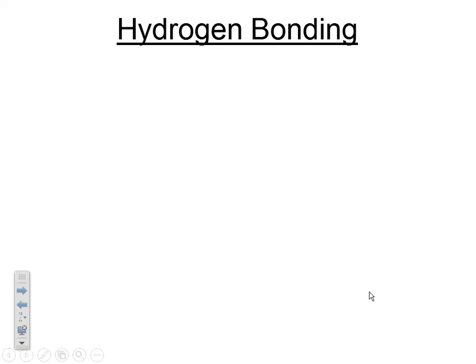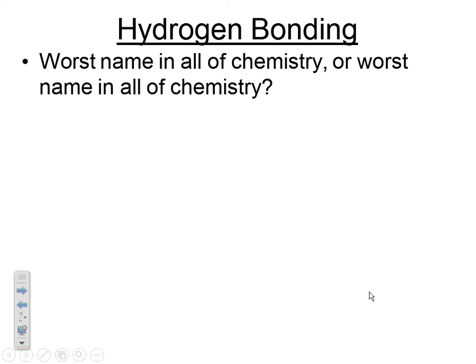The next type of IMF is called the hydrogen bond. Which, as I've already talked about, if it's not the worst name in all of chemistry, then it's definitely the worst name in all of chemistry, because this is not a bond. This is a horrible name for an IMF. It is not a bond. Hydrogen bond is not a bond, and I need to be very, very clear about that.